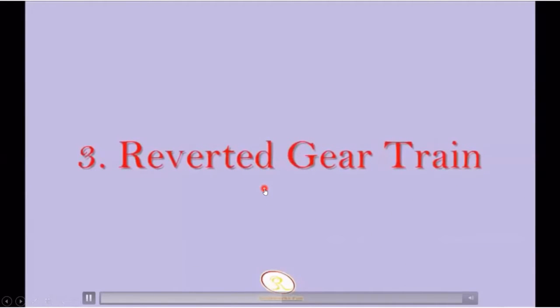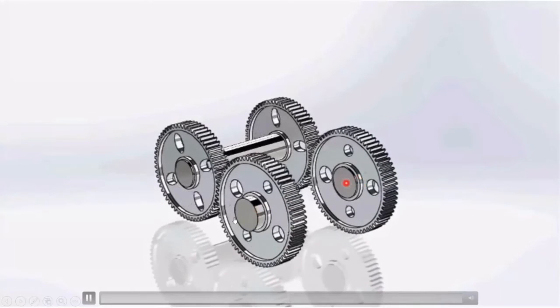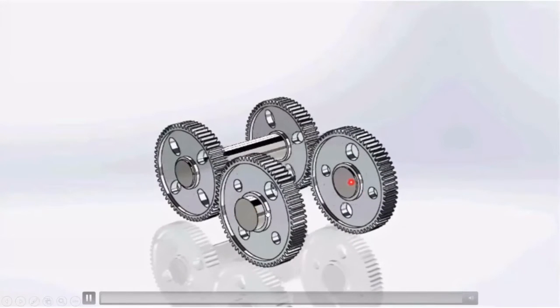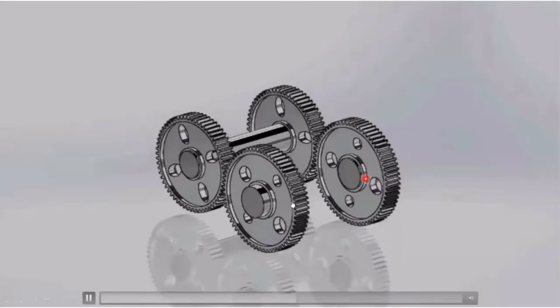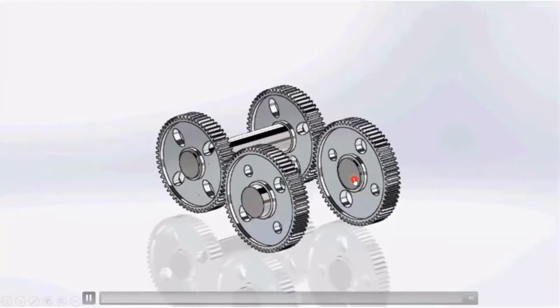In an automobile gearbox, we have such kind of arrangement, the compound gear train. Reverted gear train means the driver, the first gear, and the last gear are on the same axis, meaning coaxial. This is the driver, this is the driven, both are on the same axis. Then it is called a reverted gear train. You can see this.